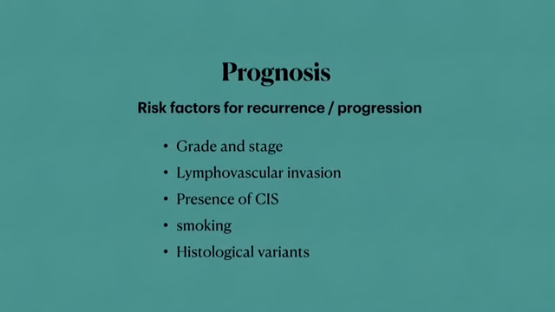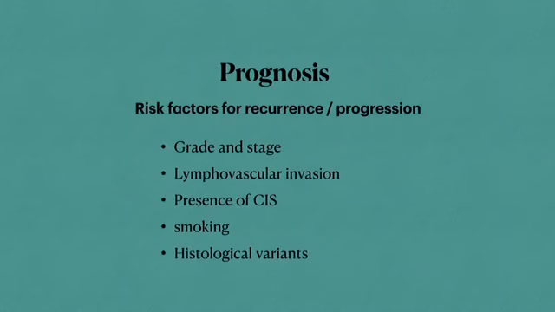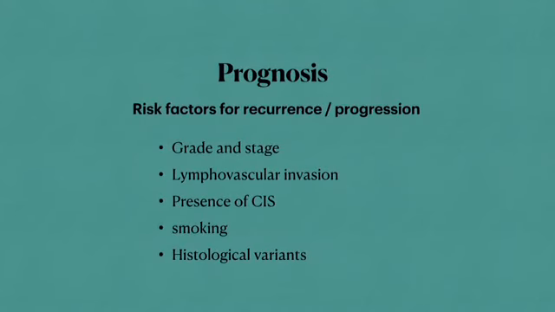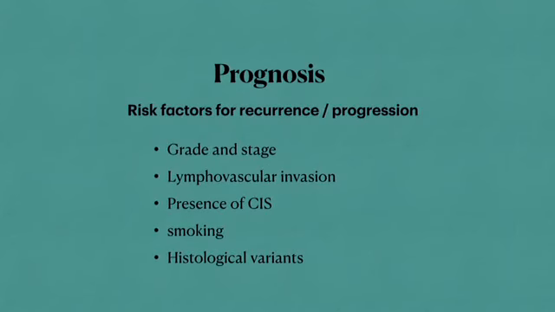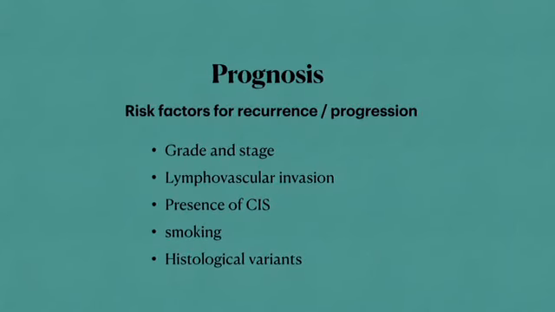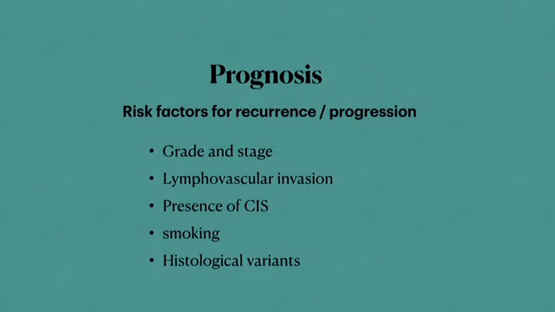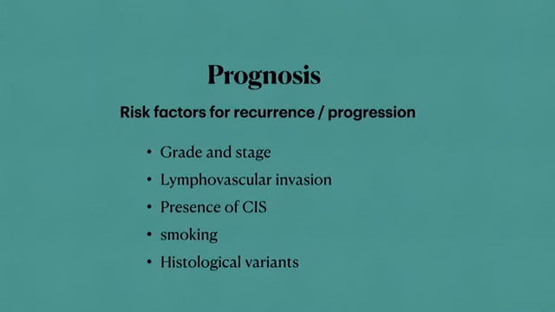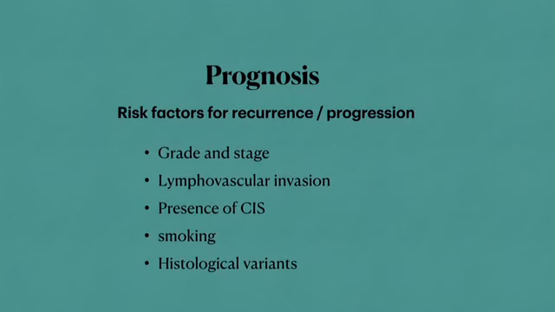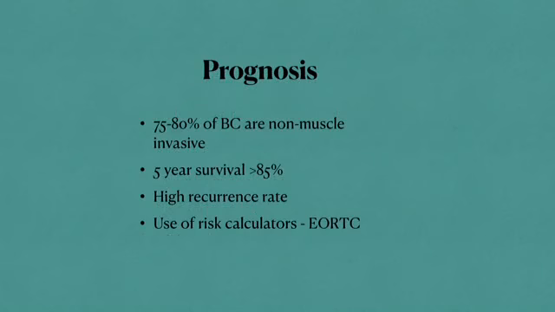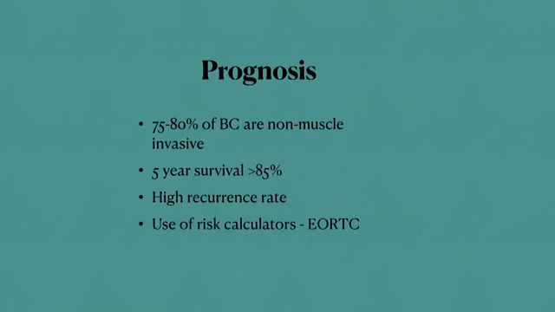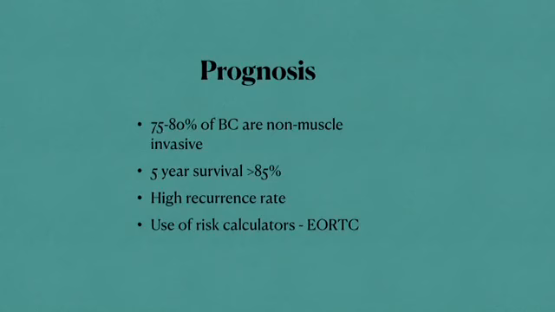So there are certain risk factors that can predict the recurrence or progression of bladder cancer. The most important is the grade and stage of the bladder cancer. Lymphovascular invasion has been shown to increase the risk of progression. The presence of CIS increases the risk. Smoking and histological variance are also key in predicting outcomes. So 75 to 80% of bladder cancers are non-muscle invasive. Now, non-muscle invasive have a very good 5-year survival, which is greater than 85%. They do have a high recurrence rate.